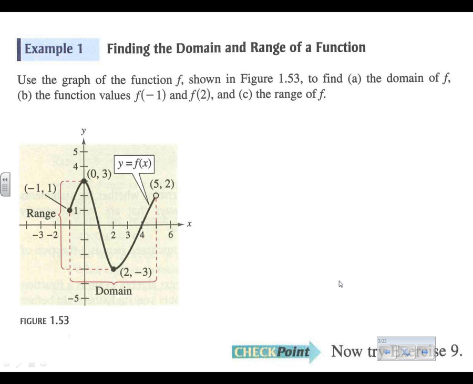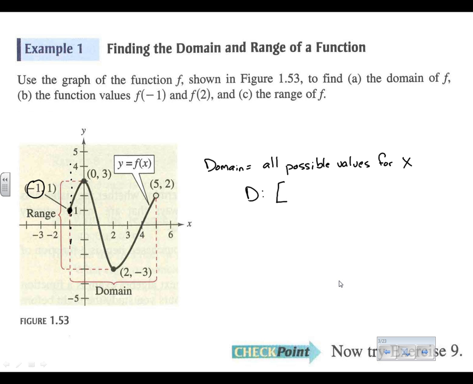A couple important things we need to be able to do is find the domain and the range. So let's start by finding the domain of f as given by this graph. So the domain equals all of the possible values for x. And so if we look on this graph, we have a closed circle here at -1 for the x. So -1 is going to be on or in our domain.